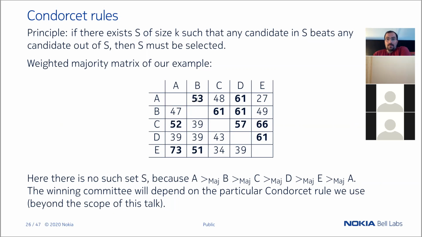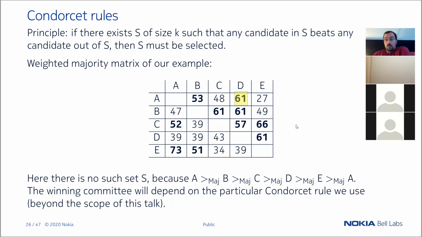So for example, I did that for our usual example. We have 53 voters who prefer candidate A to candidate B. We have 48 voters who prefer candidate A to candidate C, and so on. So here, candidate A is preferred by a majority to B and to D, but not to C and to E, and so on.